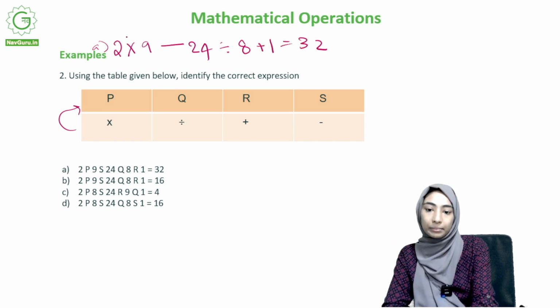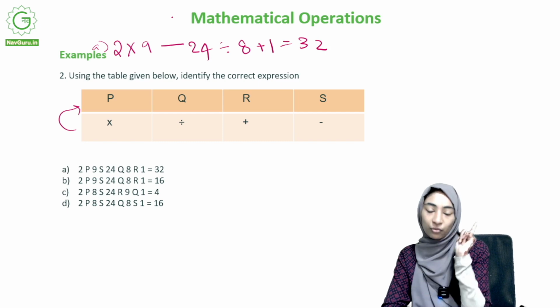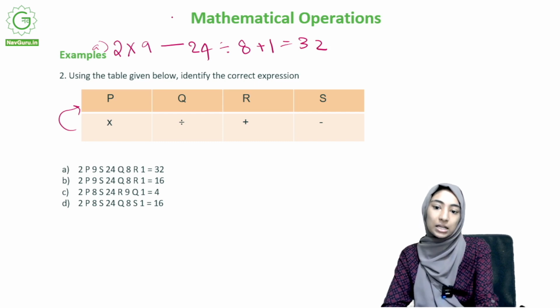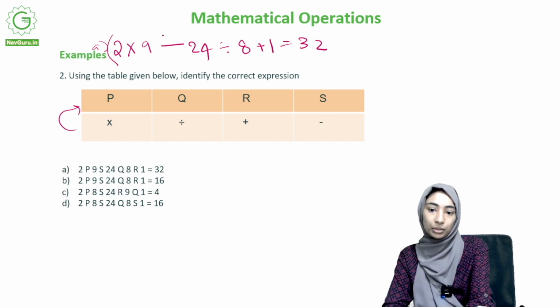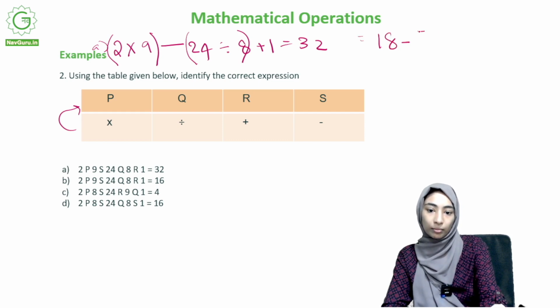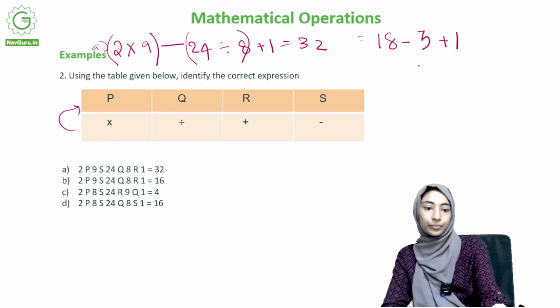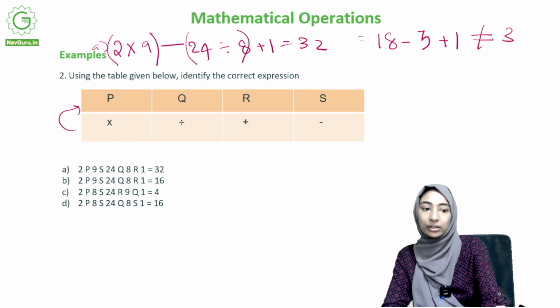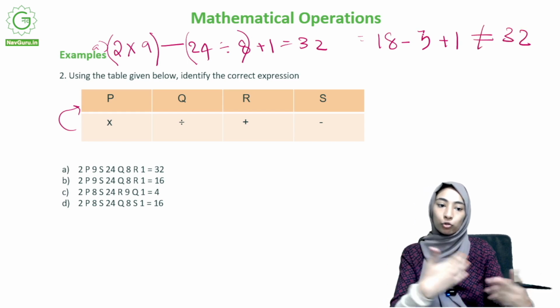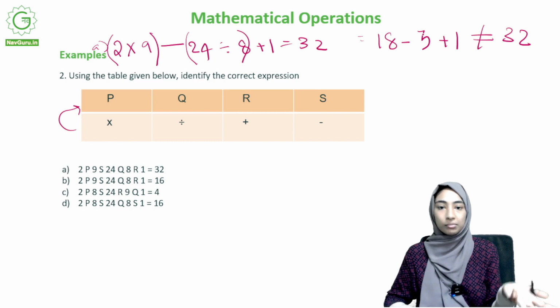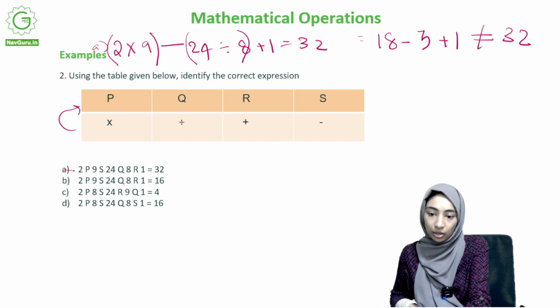Okay. Now, remember your BODMAS rule. For BODMAS, it is always better if you can put the parentheses. Just put the parentheses here. So then you know that these have to be done first. So 2 9s are 18 minus 24 by 8 is 3 plus 1. Does this give you 32? No, definitely not, right? Because 18 minus 3 will already become a smaller number. So that is 15. 15 plus 1 is not 32. So this is not the right answer.